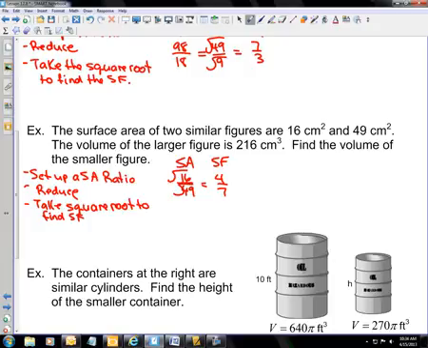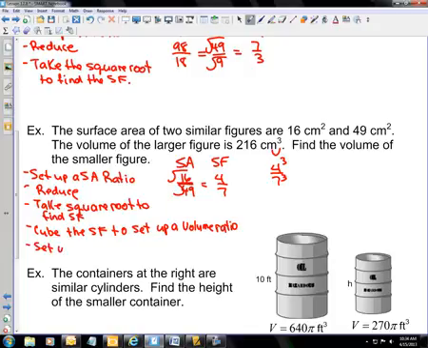All right. Then I cube the scale factor to set up a volume ratio. So I take my scale factor and I cube it, and that right there is my volume ratio. And then I set up a proportion with the volume.